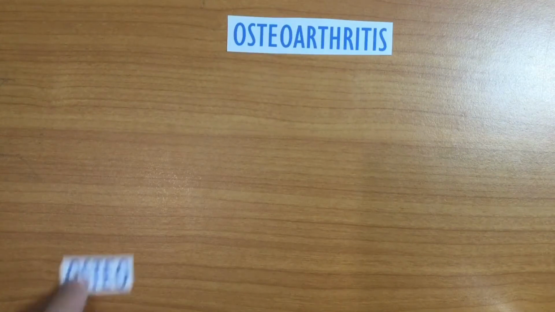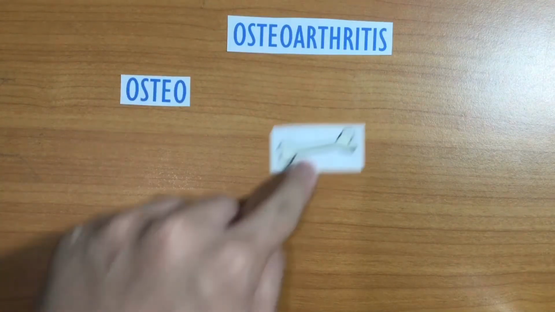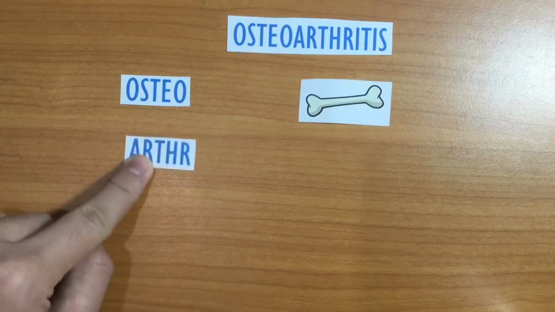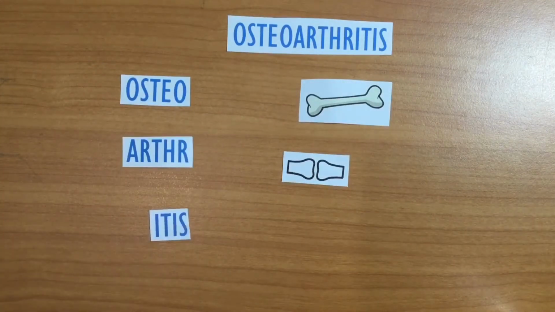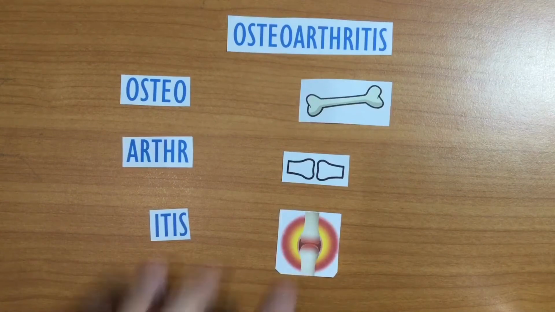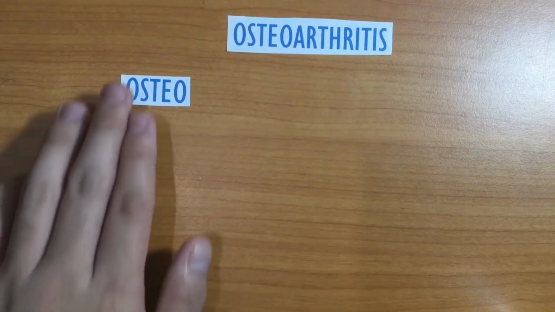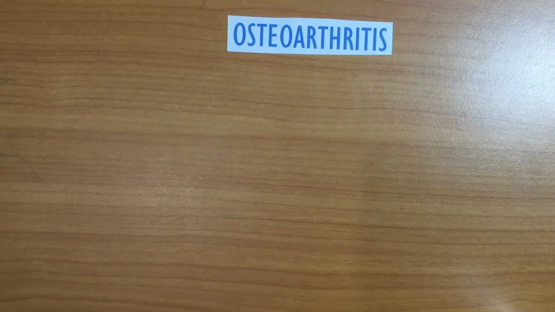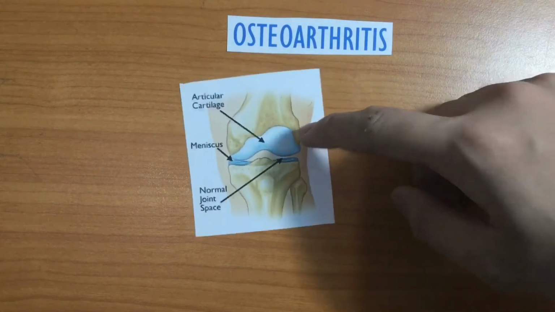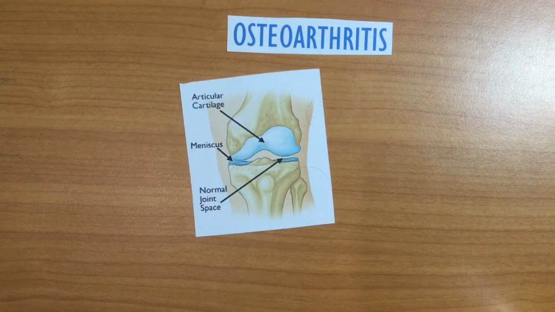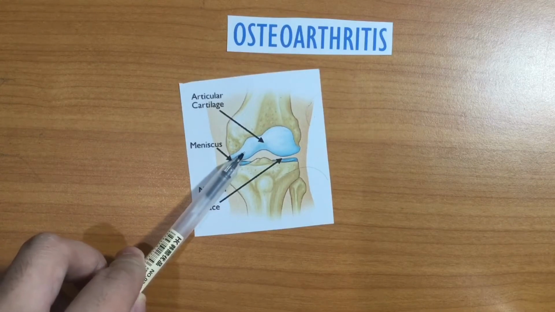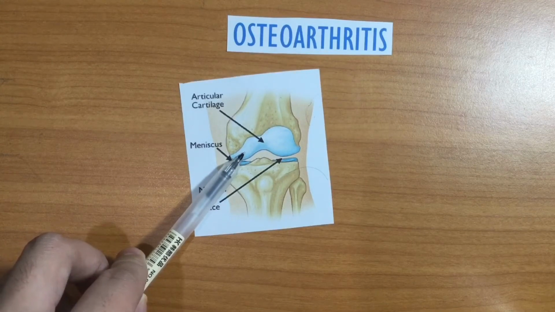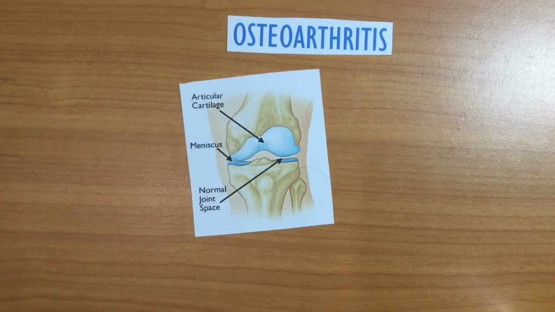Osteoarthritis. Osteoarthritis comes from the word osteo, which means bone, arthro, which means joint, and itis, which means inflammation. A healthy joint consists of two bones, an articular cartilage, and a synovium. This articular cartilage is what makes the bone frictionless. In osteoarthritis, these articular cartilages degrade, essentially making bone-to-bone contact.